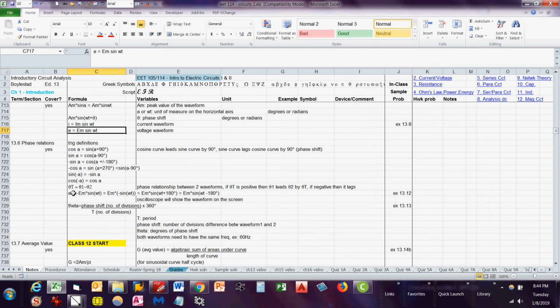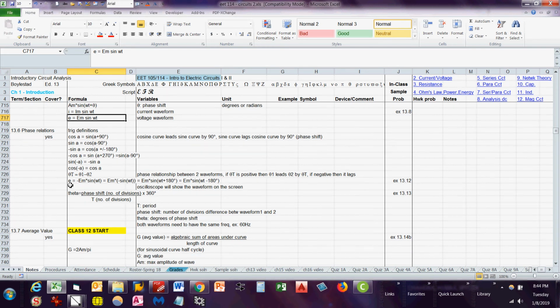Theta, which is the phase relationship between two waveforms, would be the phase shift of the first waveform minus the phase shift of the second waveform. This is another formula here. It's just showing you the relationship that we have, derived from one of these, or a combination of these formulas.